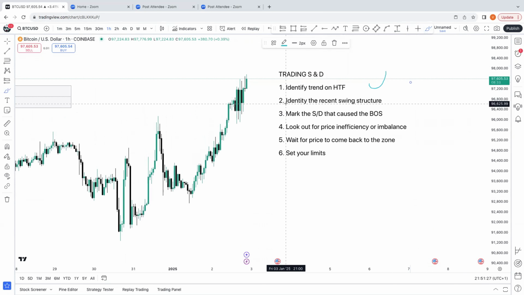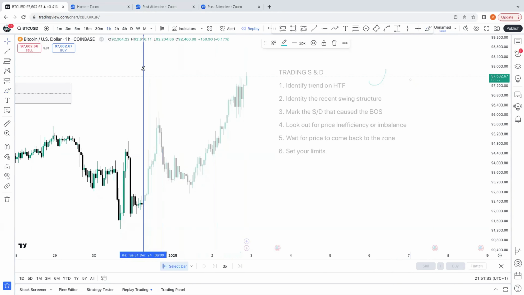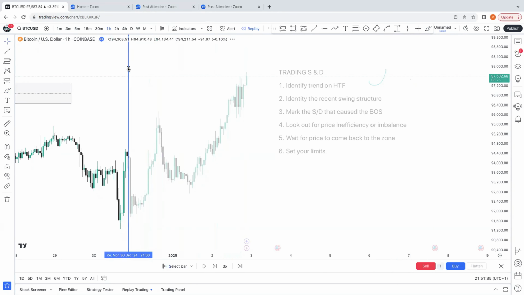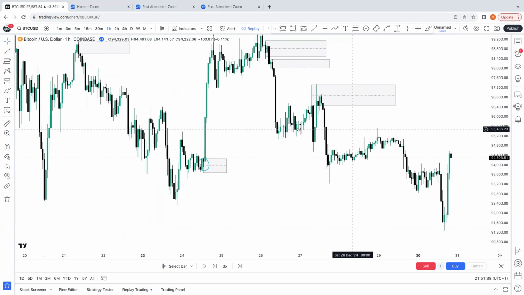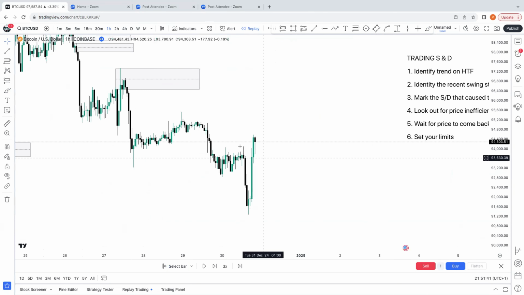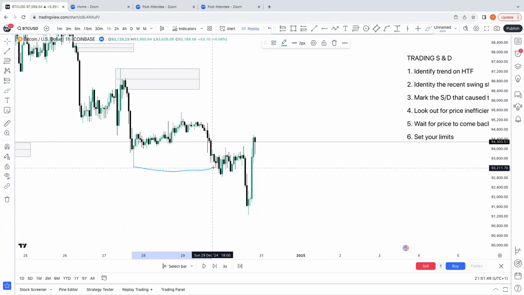The number two requirement says identify the recent swing structure, right? So let me just cut price. Let me just bring price back, right? So this is what we are working with right now. We are going to identify the recent swing structure. Now, how do you identify the recent swing structure? Just mark out the recent breaks of structure, right?